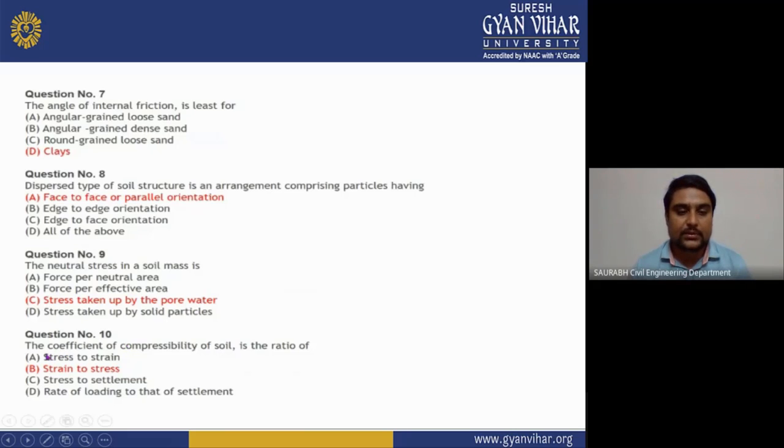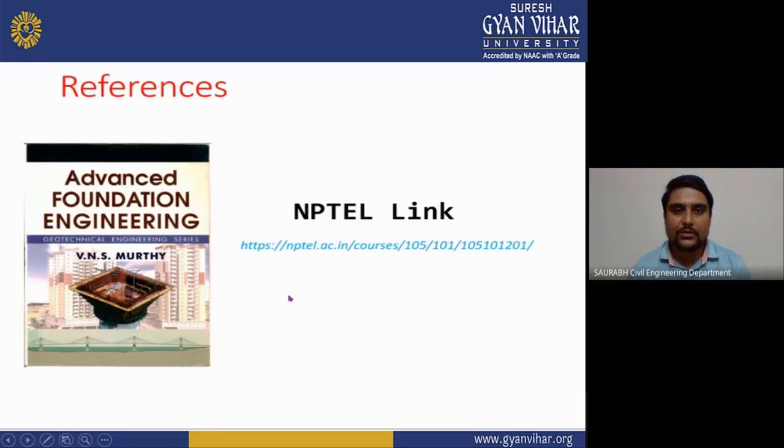Come to the next question. The coefficient of compressibility of soil is the ratio of stress to strain, strength to strain, strength to stress, stress to settlement, and rate of loading to that settlement. Here the right answer will be B, strain to stress. These are very important questions, and they may be asked in your weekly test, and can also be asked in government exams. Come to the references.